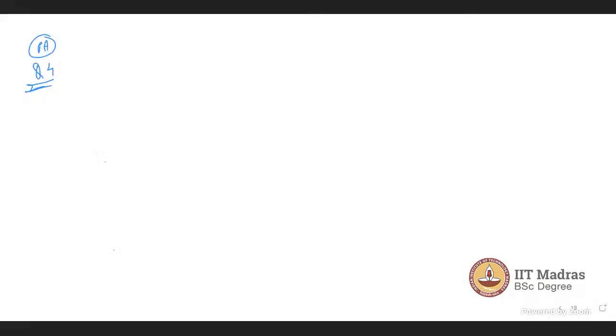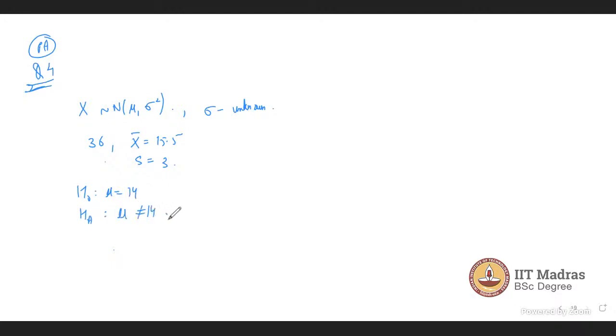Right. So it says you have a random variable X that follows the normal distribution with mean mu and variance sigma square, and sigma is unknown. And for a 36 IID sample, the observed sample mean is 15.5 and sample standard deviation is 3. What conclusion would a t-test reach if the null hypothesis assumes mu equals 14 against an alternative hypothesis that mu not equals 14 at a significance level of 0.05? Okay.